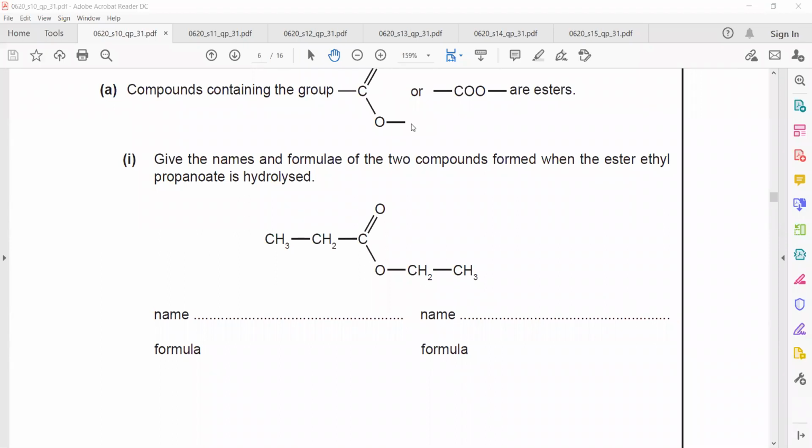The first name of the ester is from the alcohol and the second name is from the acid. So it will be ethanol, and the second name is from the acid, so propanoic acid.